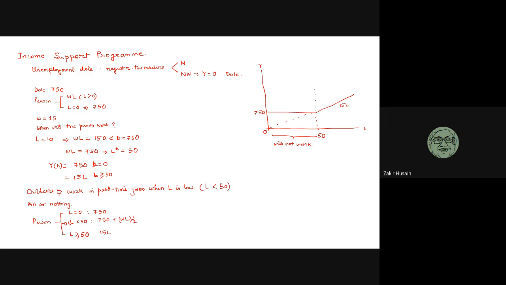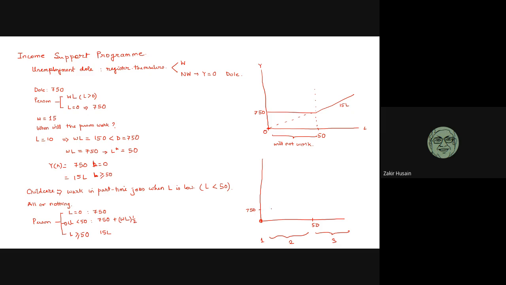Okay, so you can see that there are now 3 zones. One is over here. One is over here. The second zone is from here, and the third part is over here. Right? So if she doesn't work, what is her income? 750. It is 750.